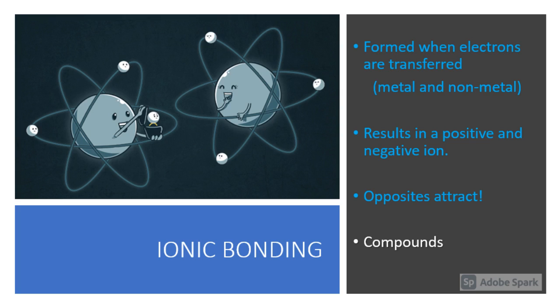Ionic bonds are formed when electrons are transferred between two atoms. This includes a metal and a nonmetal. One gains electrons, one loses electrons, therefore resulting in two ions, one positive, one negative. Those two ions are then attracted to each other, similar to a magnet. These are what forms compounds.